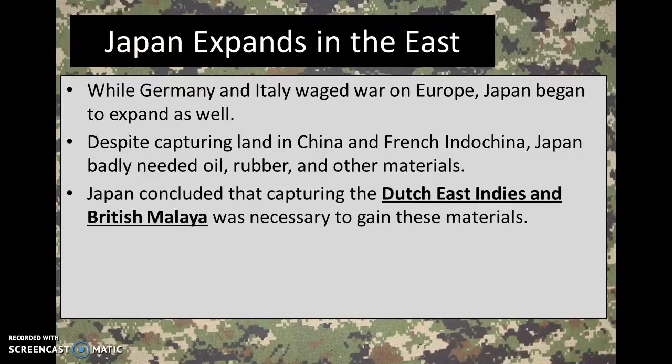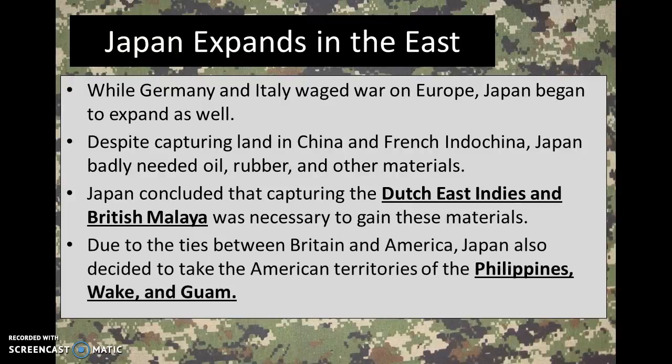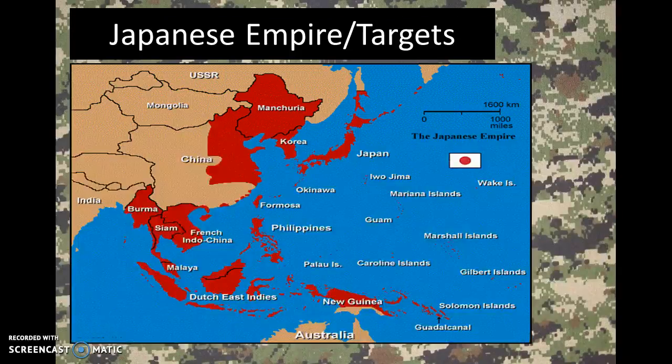And so what Japan decided was that they were going to capture the Dutch East Indies and British Malaya, which would give them access to these materials that they badly needed, both for their economy and for their military overall. Now, because of the ties and the closeness between Great Britain and America, Japan also decided that because they were going to capture a British territory in the Pacific Ocean, they would also need to capture the American territories of the Philippines, Wake Island, and Guam. So it was basically Japan wanted to expand throughout the entire Pacific, and this was their plan of doing so.